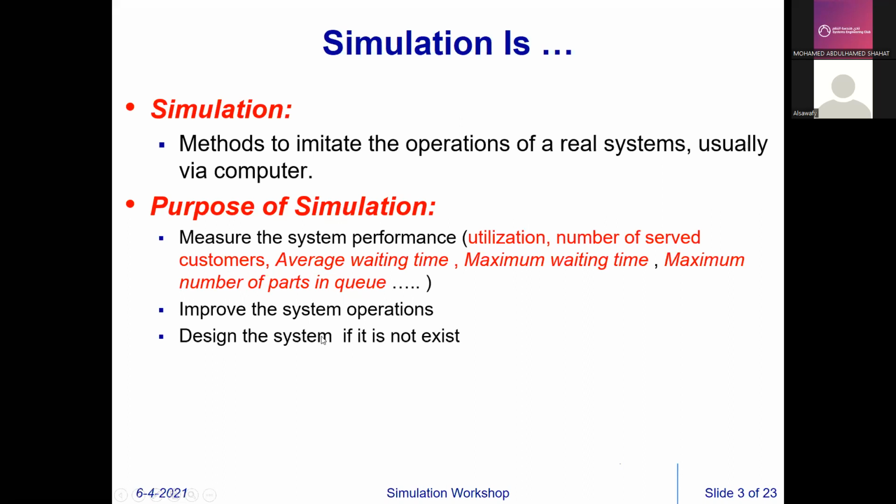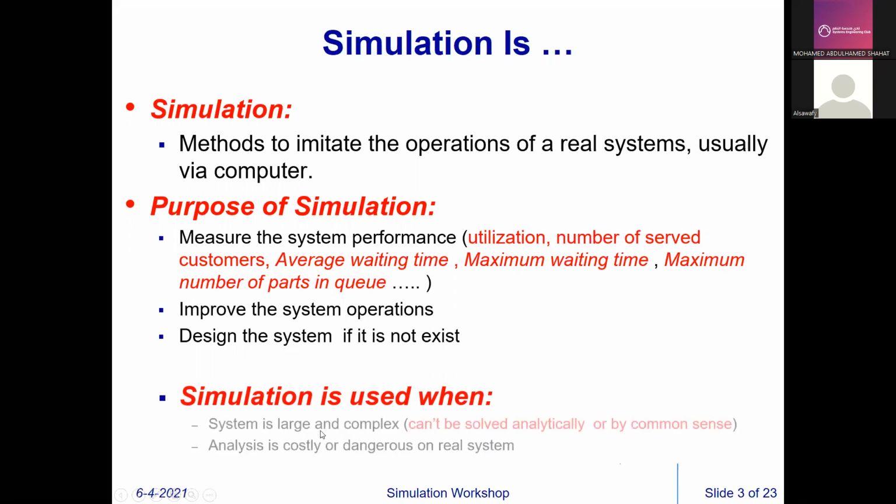Sometimes we use simulation just to design a system that does not exist, or try something that does not exist. And usually we use simulation and avoid experimentation on the actual system when the system is large and complex, and cannot be solved analytically or by common sense, and whenever the actual experimentation is costly or dangerous on the real system. Okay. Any issue, any question?